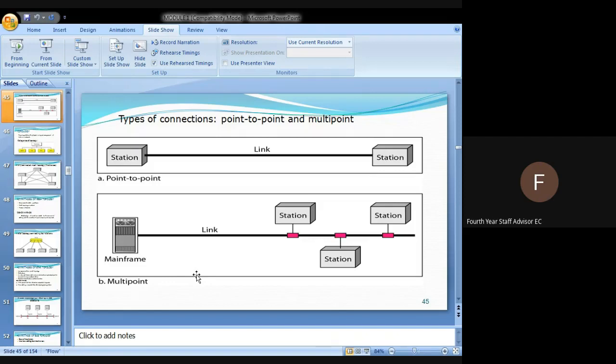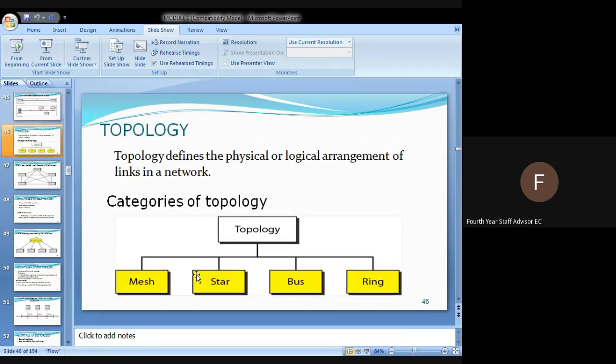Multi-point means many devices can transmit. Many devices are connected on that link, and here sharing takes place. The link is utilized by a sharing process. Two ways you can share it: one is spatial sharing, the other one is temporal sharing. Based on the turns, you can share the link.